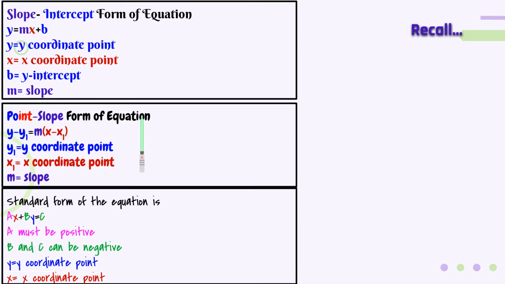In point-slope form, you have y minus y1 is equal to m times the quantity of x minus x1. So y1 is a y-coordinate point, x1 is the x-coordinate point, and m is our slope. In standard form, the equation is ax plus by equals c. A must be positive. B and c can be negative. Y is the y-coordinate point, and x is the x-coordinate point.